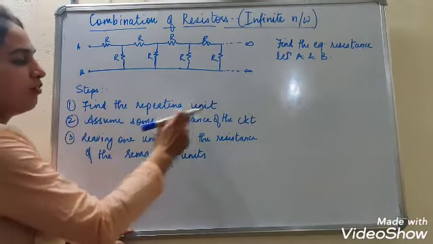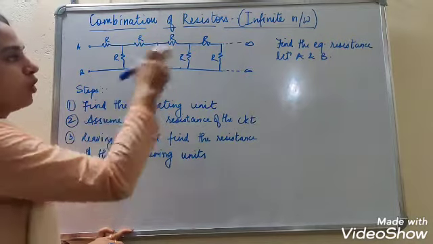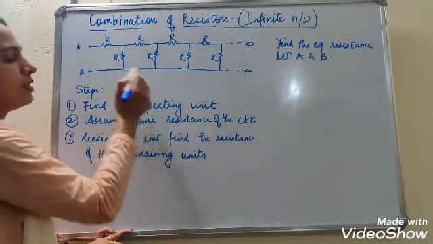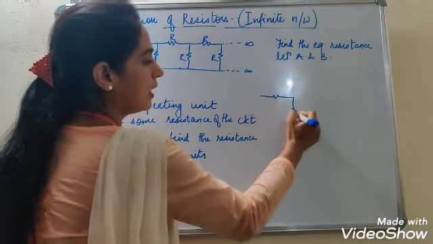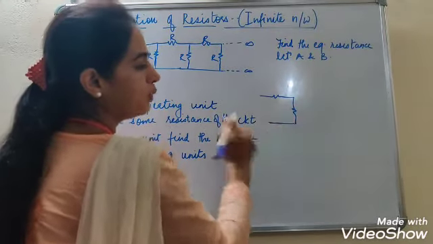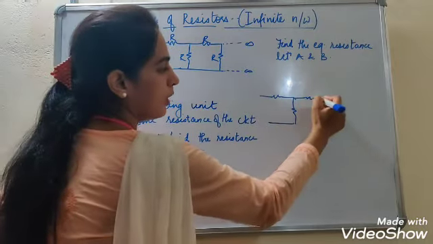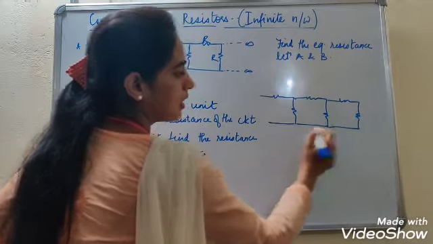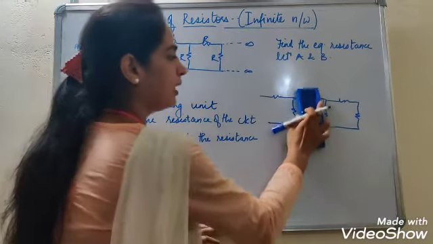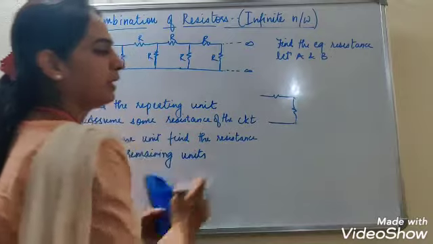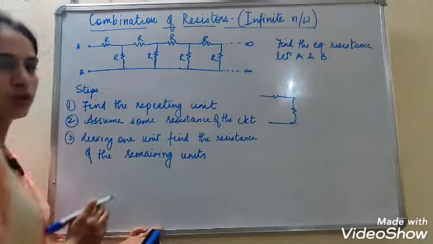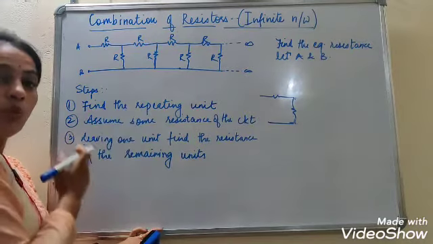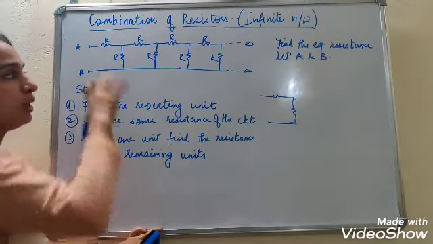The first one, find the repeating unit. Look for the repeating unit. For example, in this question, this is the repeating unit, okay? This and this, this unit is repeating. Then again you have this and this. Then again you have this and this. So what becomes the repeating unit? This portion becomes the repeating unit.